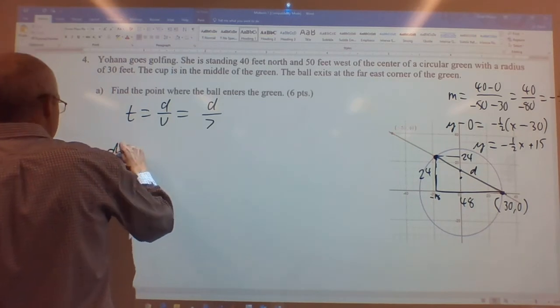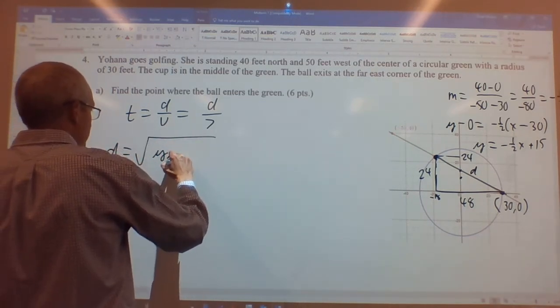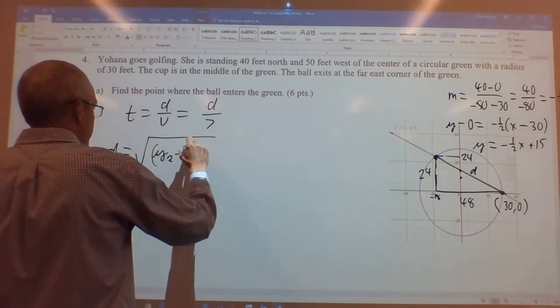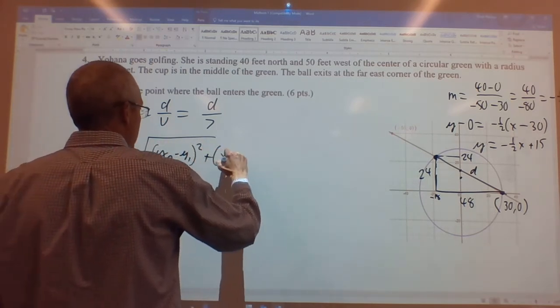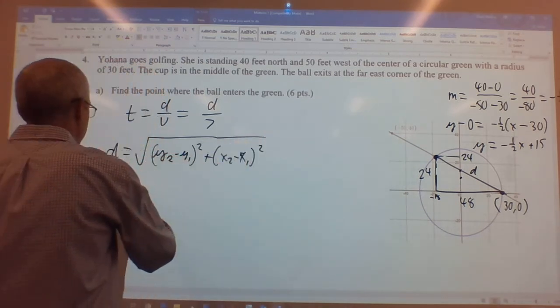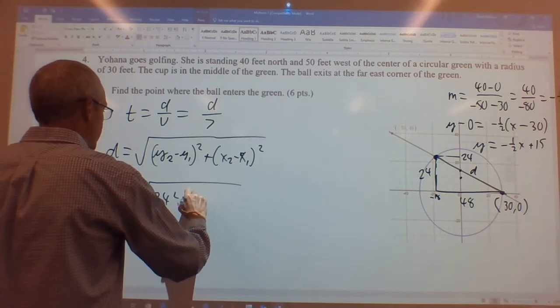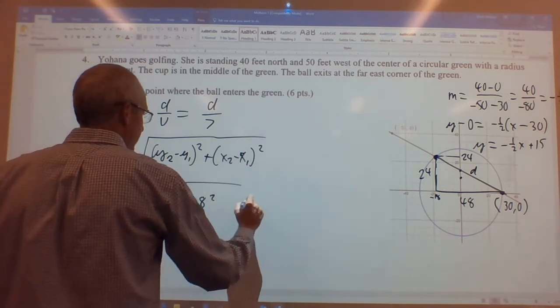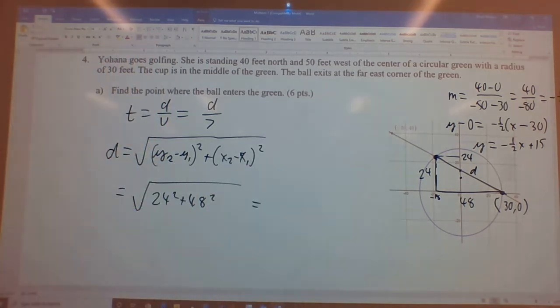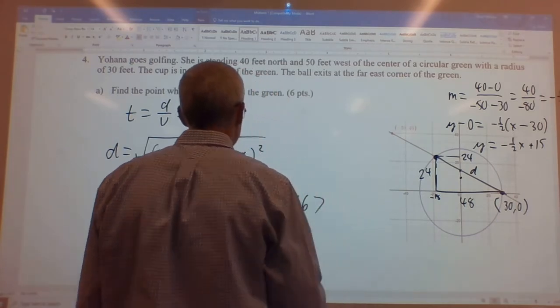The formula for the distance is the square root of, it doesn't matter which one you do first. For some reason I wrote the y one first. Subtract the 2 y points squared, subtract the 2 x points squared. So we get the square root of 24 squared plus 48 squared. And I think it's like 13 point something. 53, sorry, this is the next one. That's 53.667 or something like that.